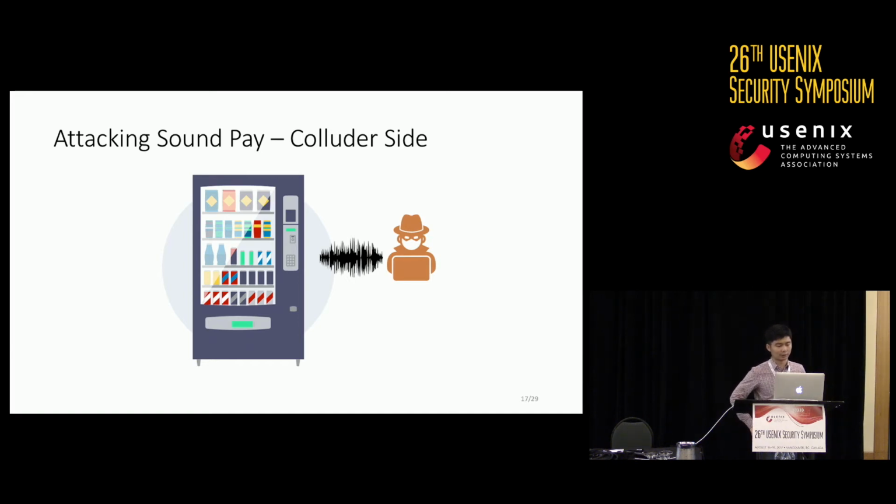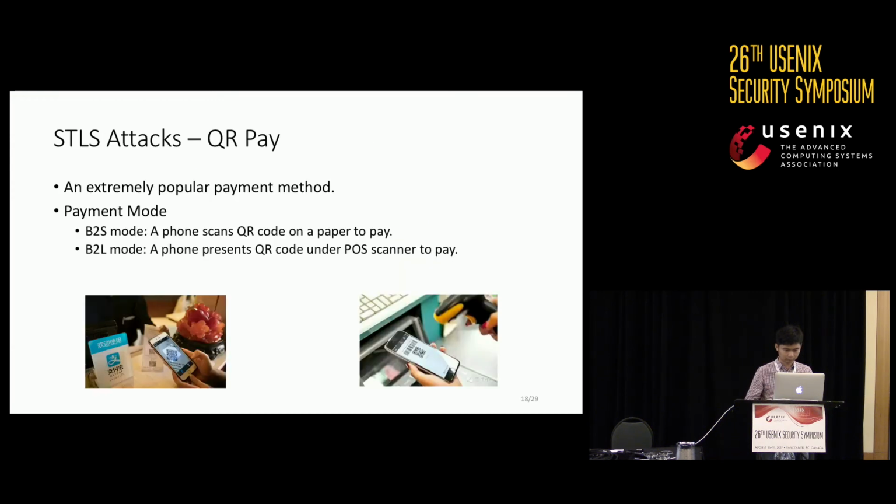And once the token is verified by the server, the vending machine can deliver goods. Okay, we also targeted QR code pay. QR code pay is an extremely popular payment method, especially in China. And then the QR code payment includes two modes. The first one is B2S mode and the second one is B2L mode.